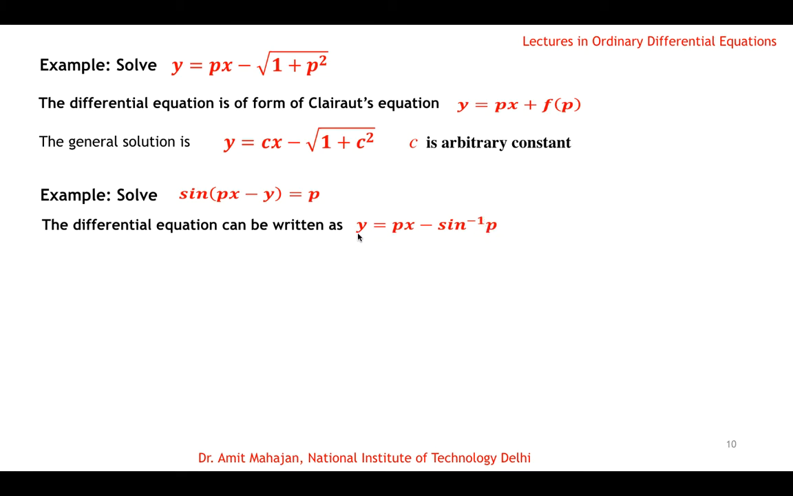So it is a Clairaut form, y is equal to px plus some function of p, and because it is Clairaut, its general solution is very simple: y is equal to cx minus sine inverse c. Okay, so p is substituted as a constant.